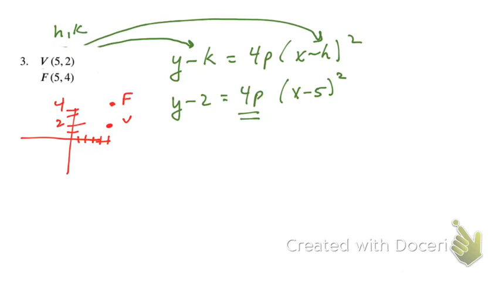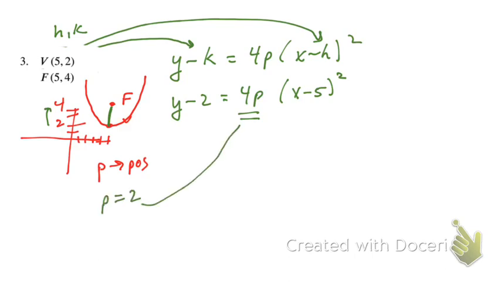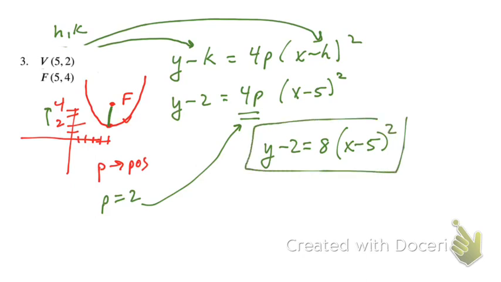So number one, which way is it opening? Well, the parabola always has to wrap around the focus. It's opening up. So what's that mean? p is a positive number. What will that number be? Whatever that distance is right there. Well, what's the distance from 2 to 4? 2. So p equals 2. So we plug a 2 in here, and we get the equation y minus 2 equals 8 times the quantity x minus 5 squared. There you go.